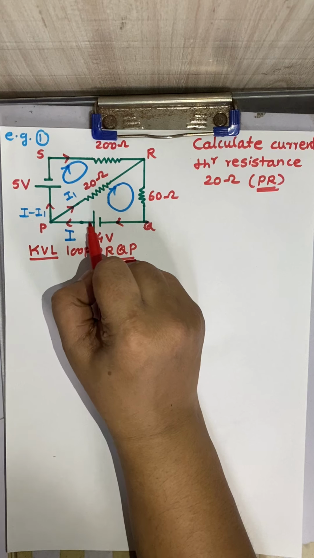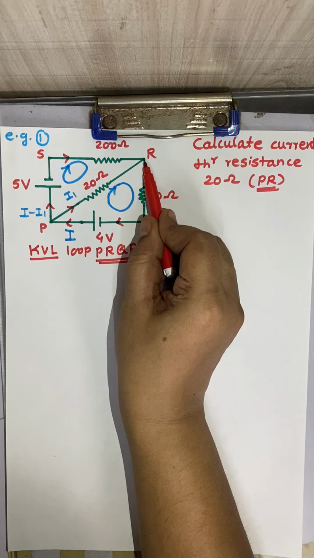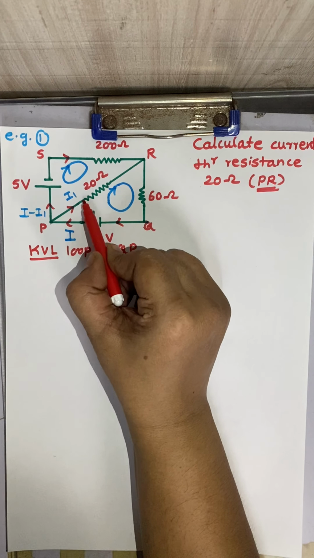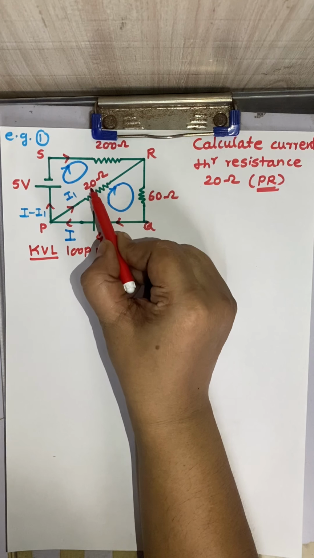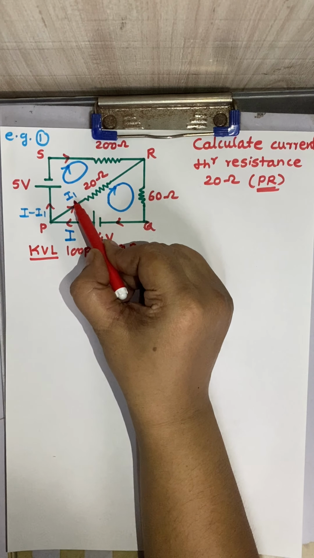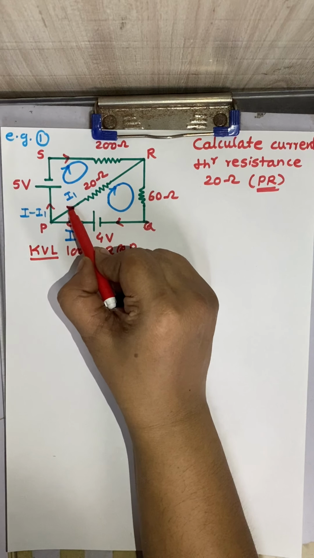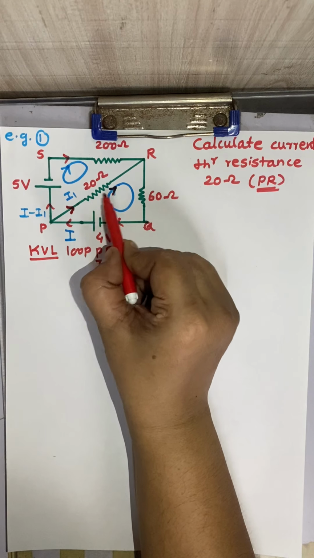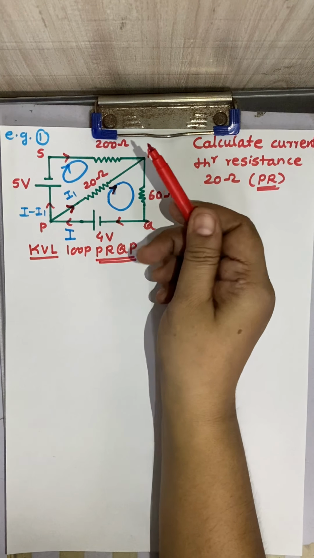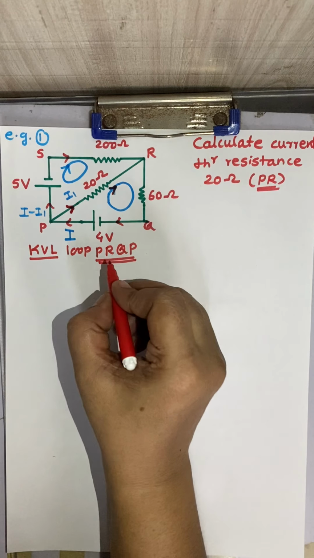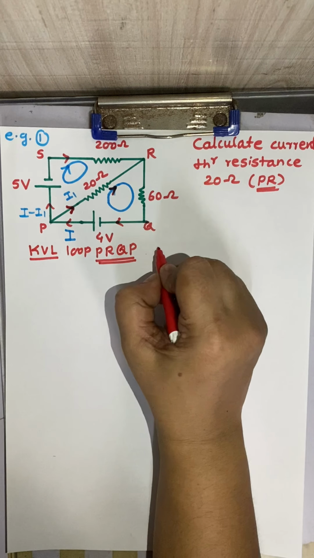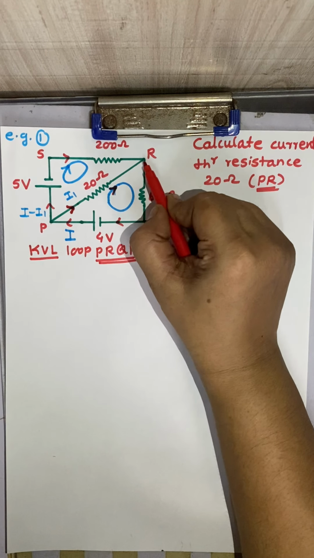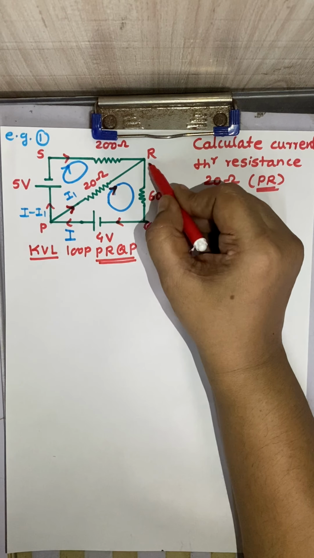In PRQP, we will go for PR first. PR is the branch which has the resistance 20 ohm and current I1. This is the direction of the current as per the circuit, and I am also traversing in the same direction. You can see that both are in the same direction, so according to the rule, the product of IR, that is 20 I1, is plus. So I will write 20 I1 as plus.